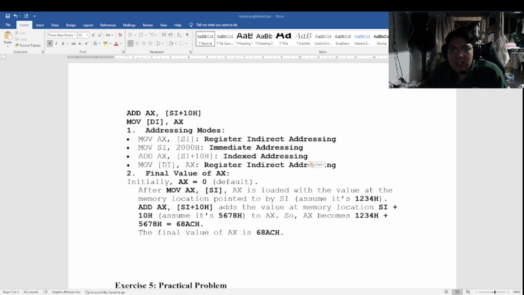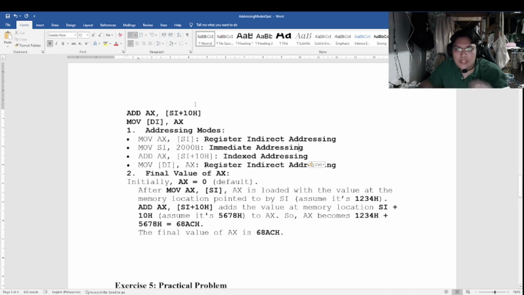And the MOV SI, 2000H, here it is an immediate addressing because the value 2000H is being loaded directly into the SI register, which is a form of immediate addressing where a constant value is directly given to a register.